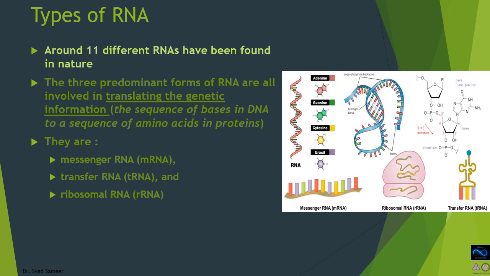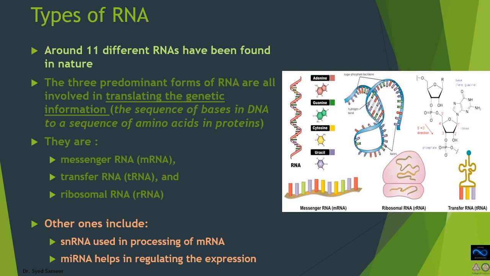There are two other important RNAs also. One is called small nuclear ribonucleoprotein RNA, which is used in the processing of the mRNA in the spliceosome, and microRNA, also called miRs or miRNAs, which are useful in regulating the expression of the genes as well.